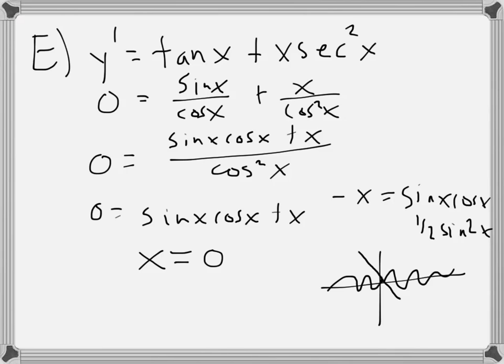So anyway, we get 0, so our sign chart just goes from minus pi over 2 to 0, and 0 to pi over 2.